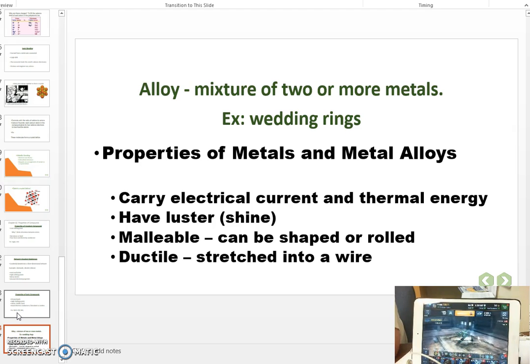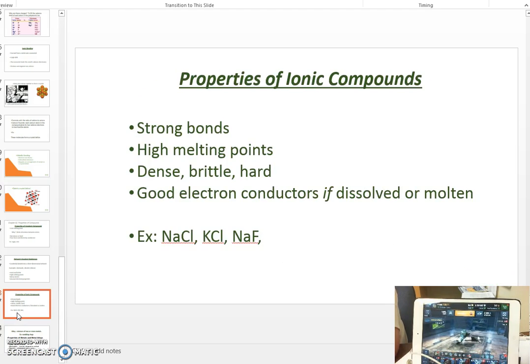Okay, properties of metals and metal alloys. They carry electrical current and thermal energy. They have a luster. Now, a luster is a shine. That's a fairly important idea. The luster is a shine. They're malleable. They can be shaped. They can be rolled. Ductile means stretched into a wire. That's another thing that can be done with metals and metal alloys. So those are the basics, ladies and gentlemen, for Chapter 6C.